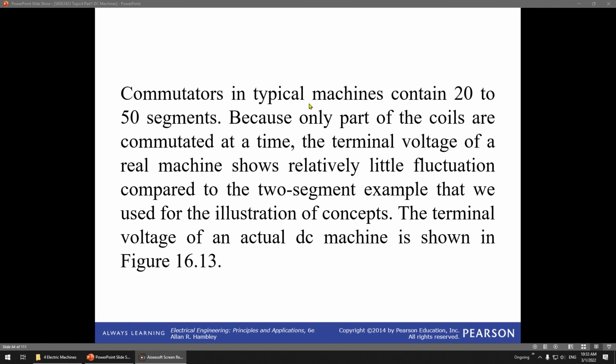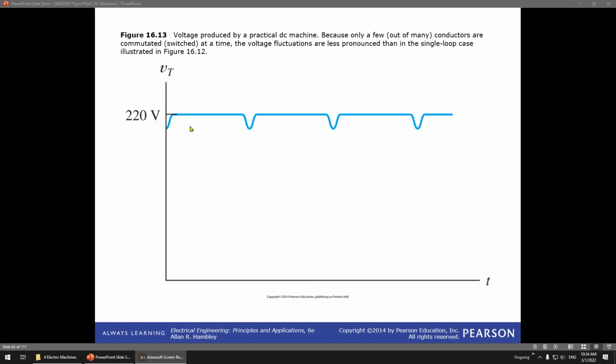A commutator in a typical machine contains 20 to 50 segments. Because only part of the coil is commutated at a time, the terminal voltage VT of the real machine shows relatively little fluctuation compared to the two-segment example we used to illustrate the concept. The terminal voltage is actually like this one. So you can see here the voltage, although the commutator is disconnected a little bit, is only slightly changed. It's less pronounced, as shown here.